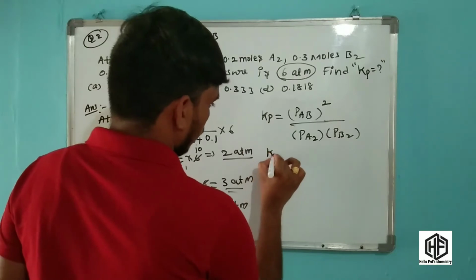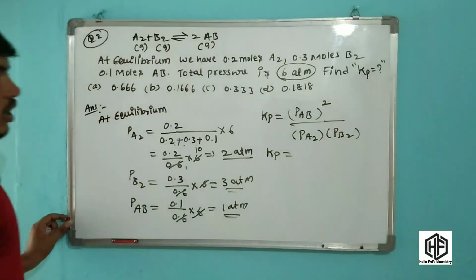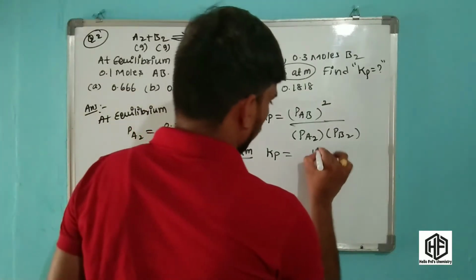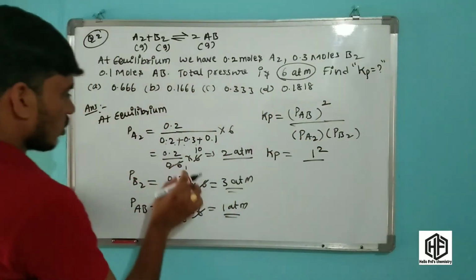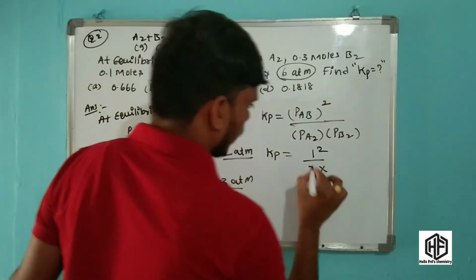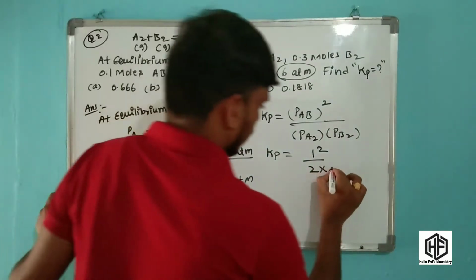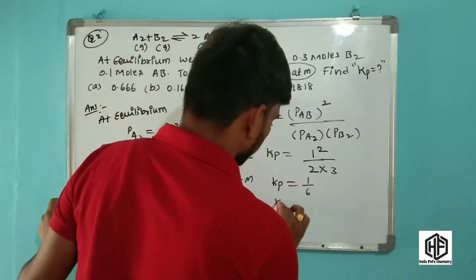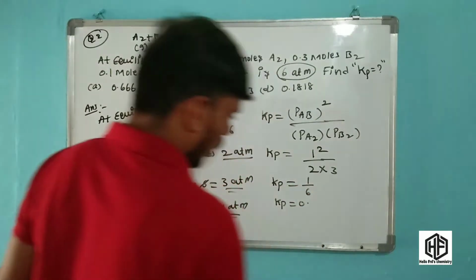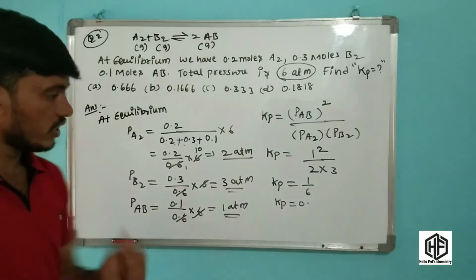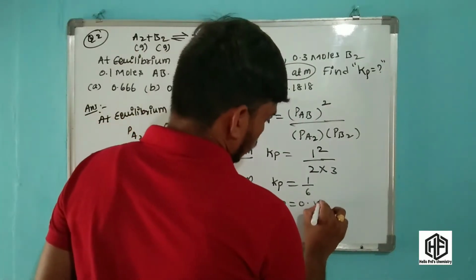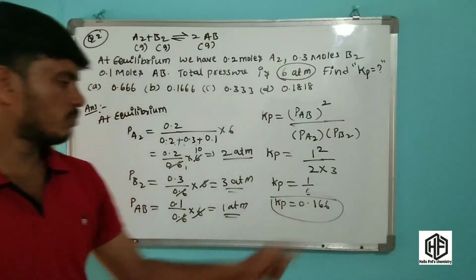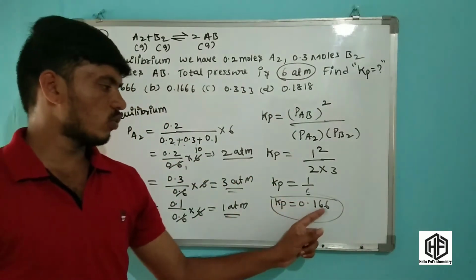Now Kp is equal to P of AB to the power of 2. The partial pressure of AB is 1, squared, divided by the partial pressure of A2, which is 2, into the partial pressure of B2, which is 3. So Kp is equal to 1 by 6. 1 by 6 is 0.166. Kp is 0.166.